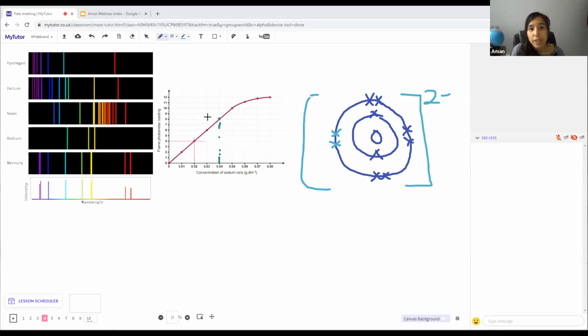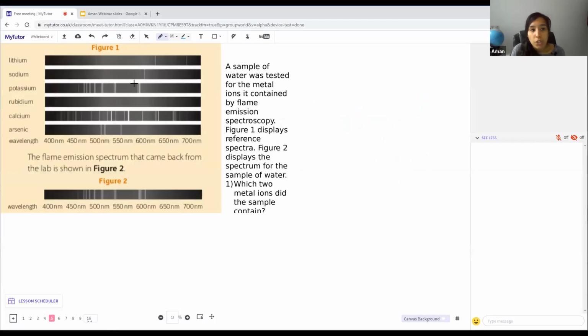Okay, so that's everything we need to know about flame emission spectroscopy. So let's do an exam question. This is a typical exam question. It says, a sample of water was tested for the metal ions it contained by flame emission spectroscopy. Figure 1 displays reference spectra. So these are the reference spectra of 6 metal ions. Figure 2 displays the spectrum for the sample of water. So we've got here a sample of water, and this is the spectrum.